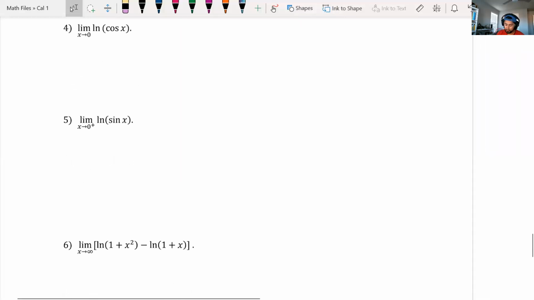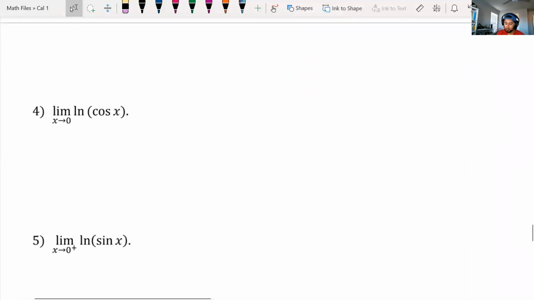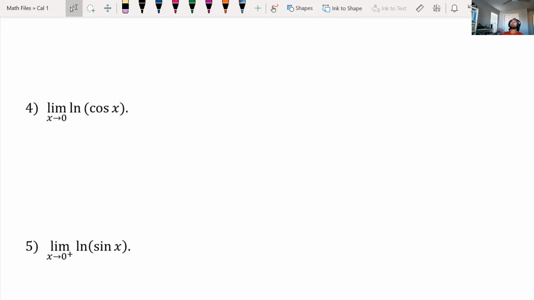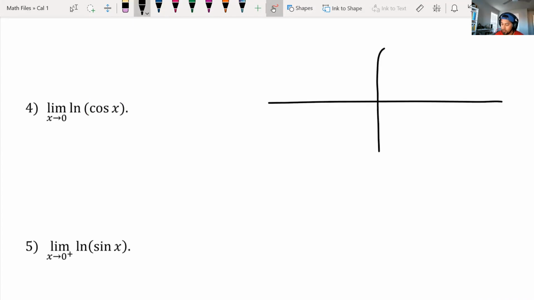Number 4. The limit as x approaches 0 of the natural log of the cosine of x. So again, just like all the other problems, think of the inside function. So cosine, when you graph it, it goes through 0 or 1? 1, right? So there's 1. So cosine would look something like this, right?